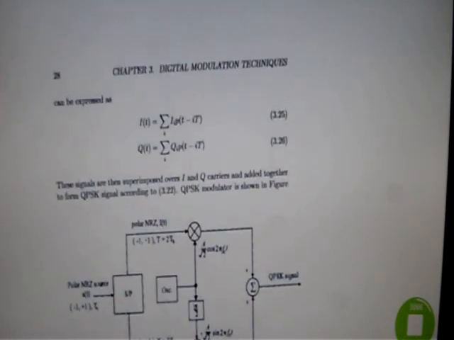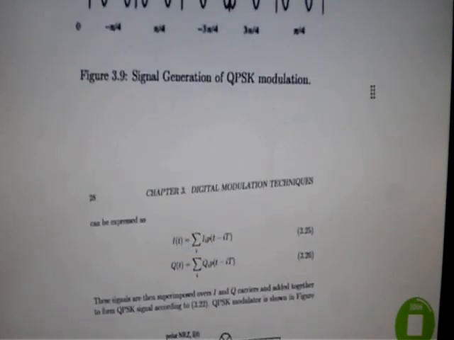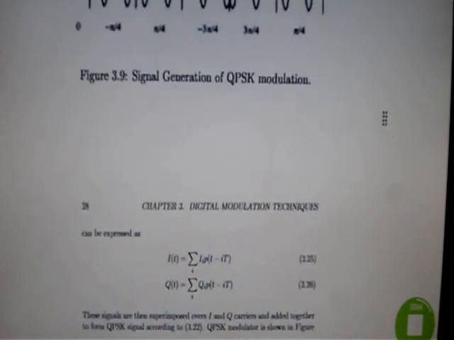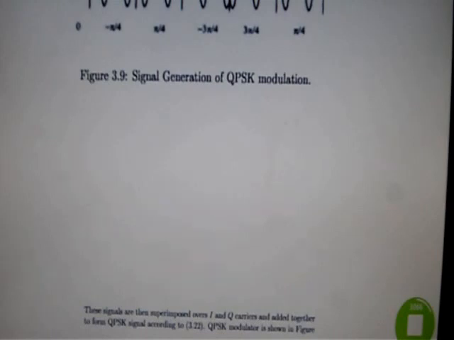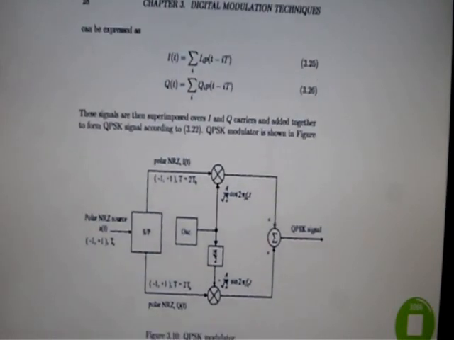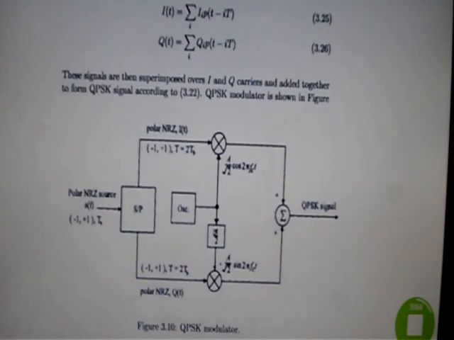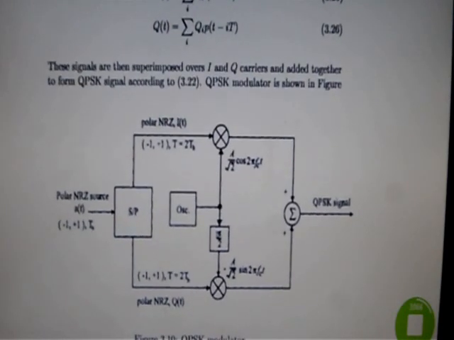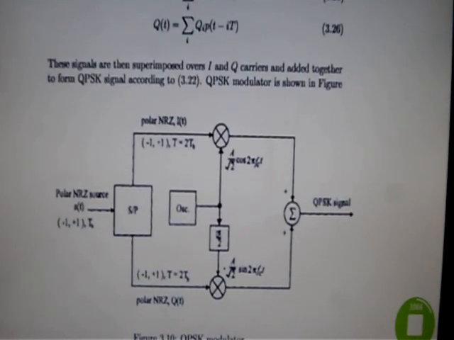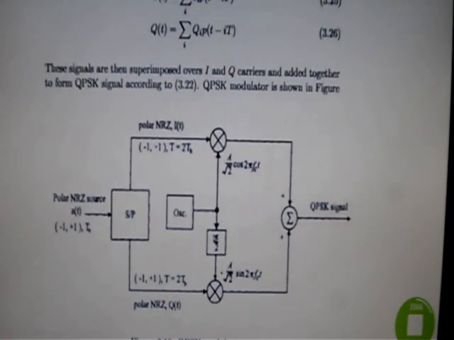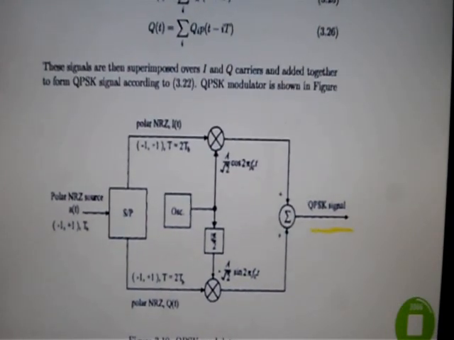Okay, this is my QPSK diagram, right? I would like to show it here on the screen. So this is the QPSK modulator at block level. Here at the output you can observe the QPSK signal.